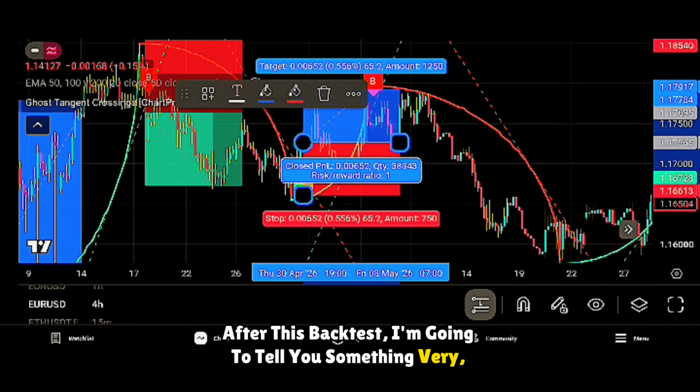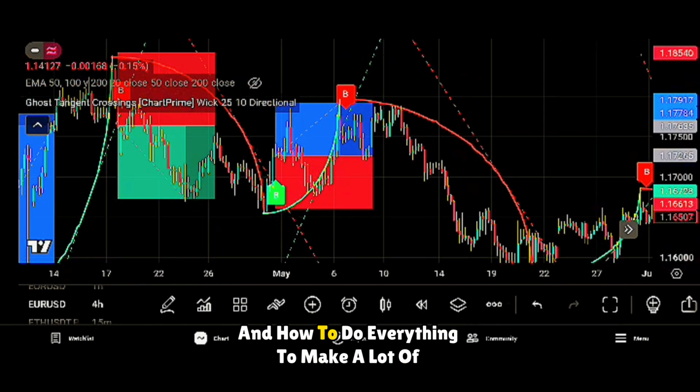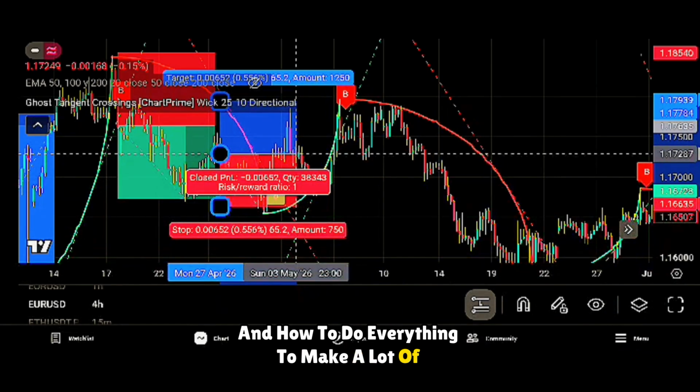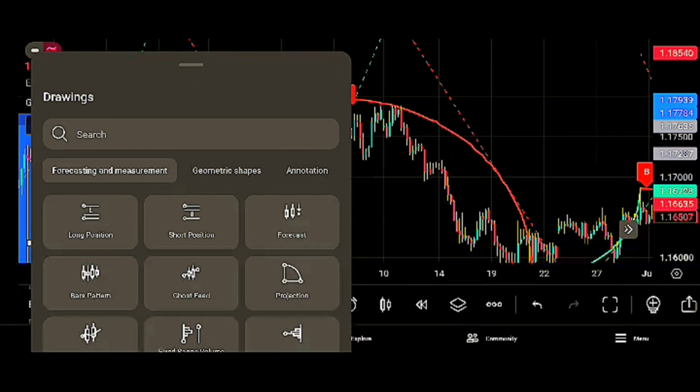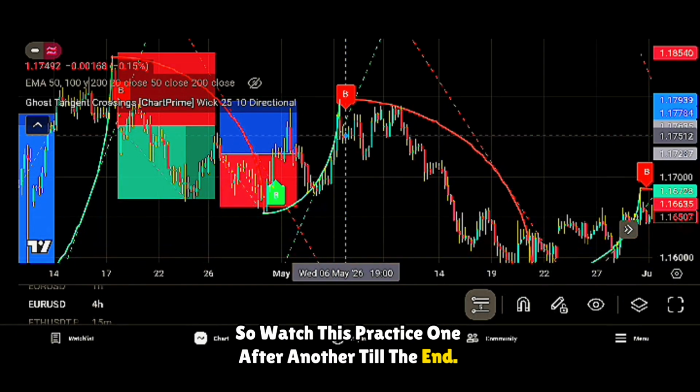Make sure to watch this backtest to the end, because after this backtest I'm going to tell you something very important about this indicator, how to maximize your profit and how to do everything to make a lot of money using this indicator. So watch this backtest one after another till the end.